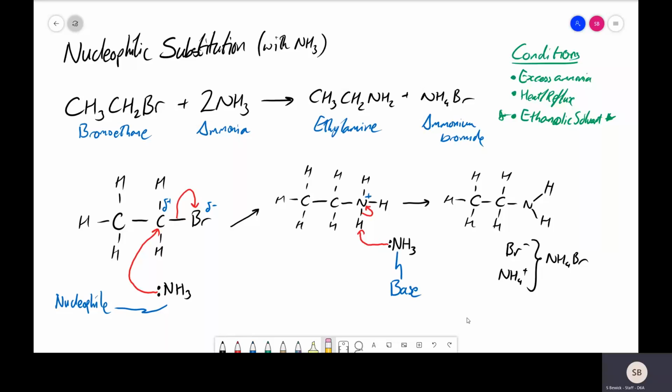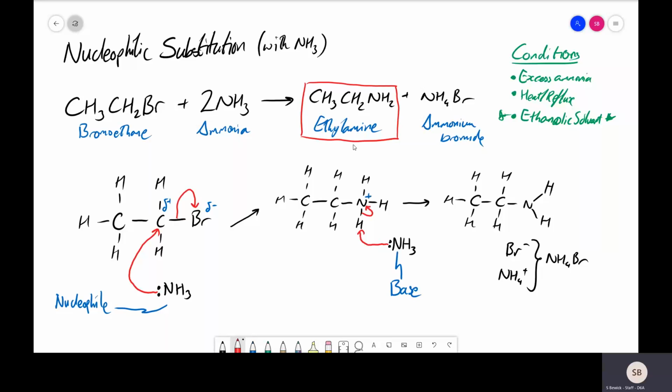Now, one of the conditions for this was excess ammonia, and that means we're going to have this reaction happening a lot. Let's say we don't have quite so much ammonia, that we still get this reaction happening, but if we look at what we produced, we've got this ethylamine, or ethylamine. I'm not quite entirely sure how to pronounce it.